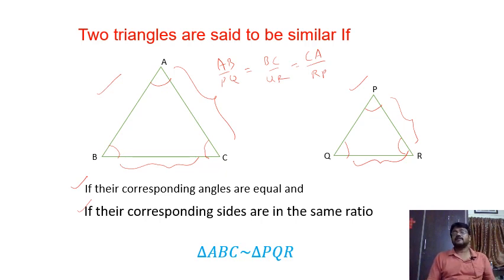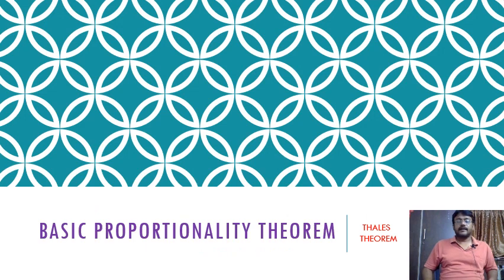So mere equality of the angles does not establish similarity, but these two conditions are vital to establish that two triangles are similar. Okay, so the question may be asked like this: when can you say that two triangles are similar? You can answer: if their corresponding angles are equal and if their corresponding sides are in the same ratio.